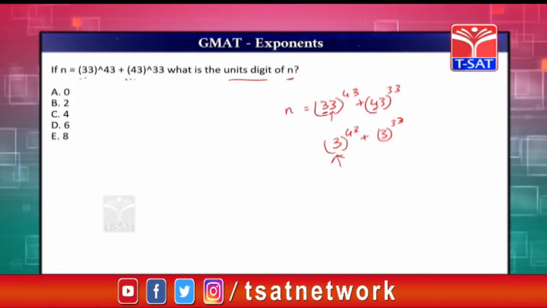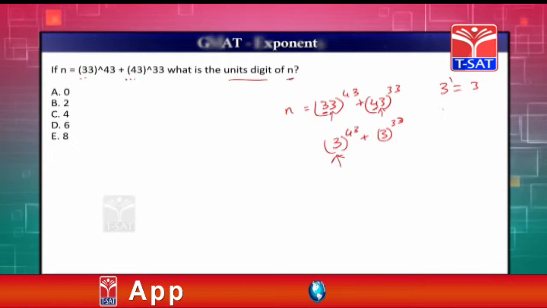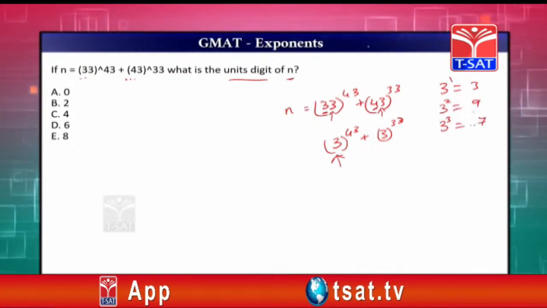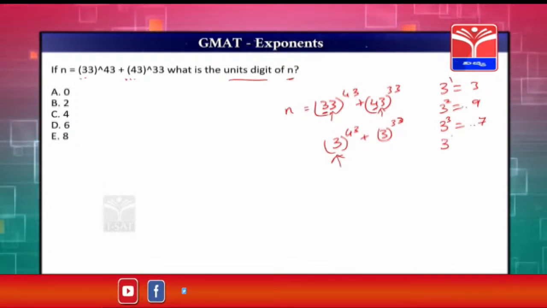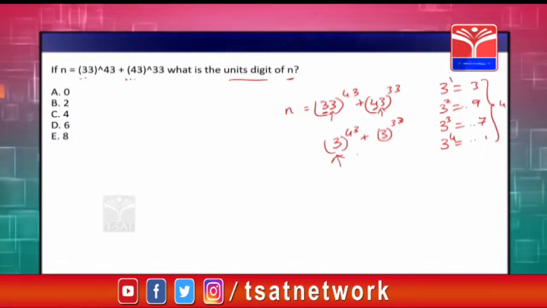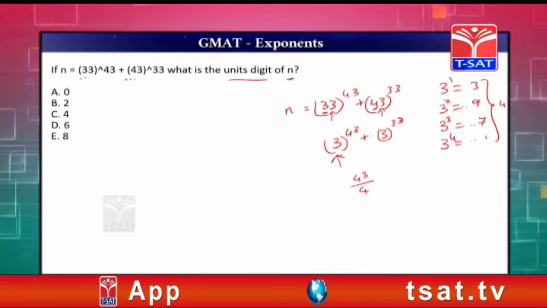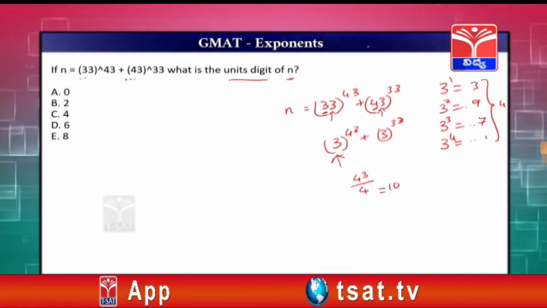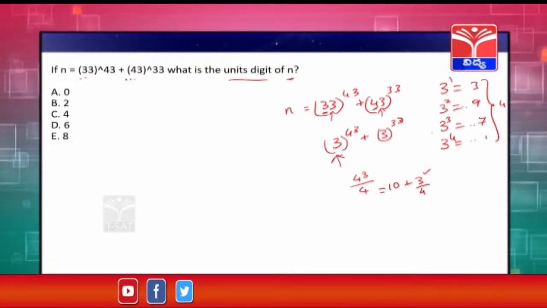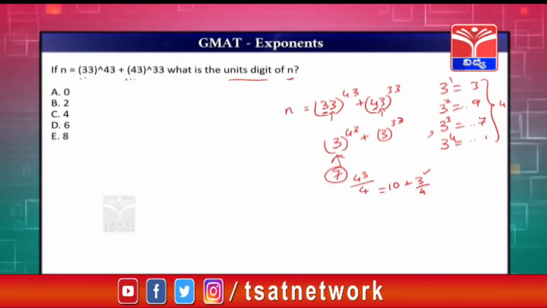So I wrote here 3 to the power of 43 and 3 to the power of 33. 3 has a cyclicity of 4. So let's divide our powers, or exponents, by 4. We get 4 tens are 40, plus the remainder comes out to be 3. So it will have the same units digit as 3 to the power of 3, that is 7. So this will have 7 in its units digit.